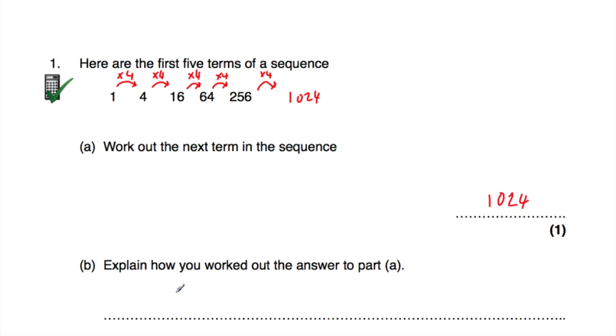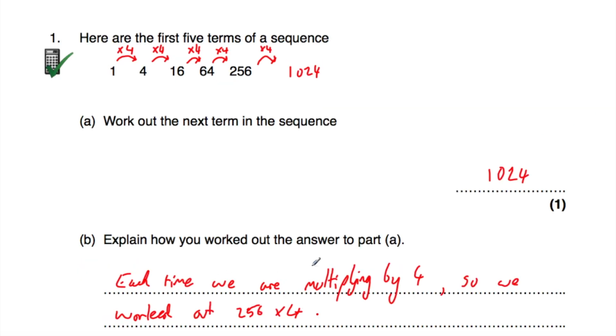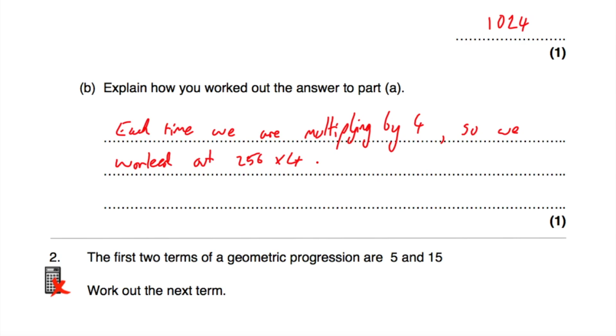Part B says explain how we work that out, so let's just explain that. Each time we multiply by 4, so we worked out 256 times 4, and that's it. Okay, let's look at our next question, question number 2.